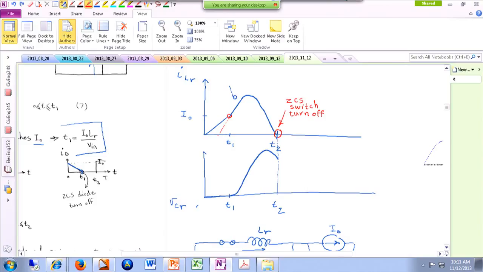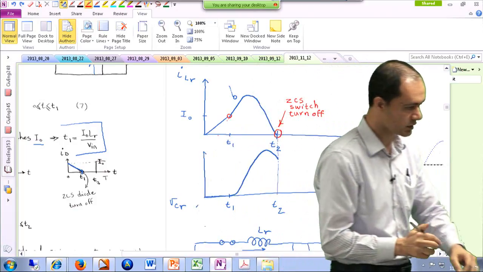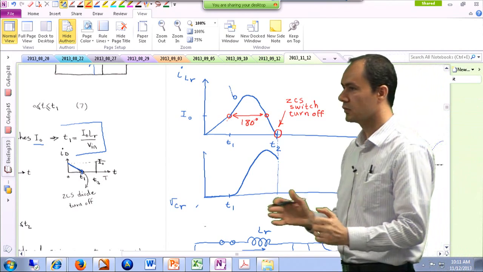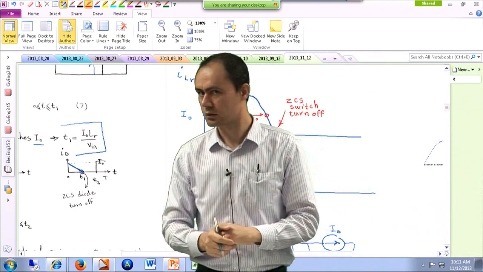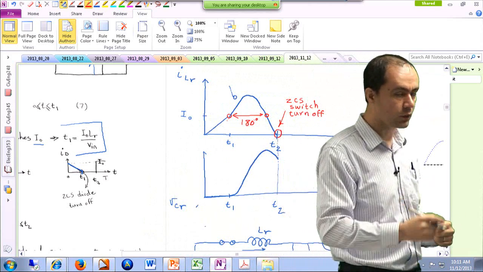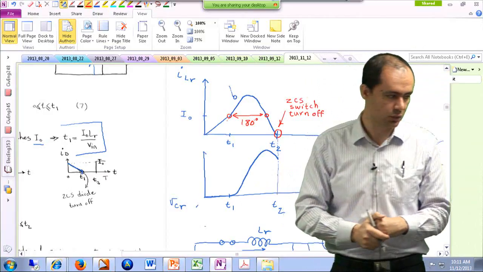So please pay attention. T2 minus T1 should be more than 180 degrees, because from here to here, we are looking at half a cycle. So from here to here is 180 degrees, or pi radians. So when you're looking at the duration of the second mode, punching in the numbers, make sure the number that you get is more than 180 degrees or more than pi radians. Otherwise, that answer is not right.